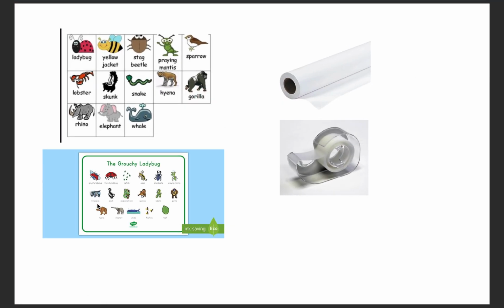So we have here the ladybug, not the grouchy ladybug, but the ladybug the book began with. Second interaction, yellow jacket. Third interaction, stag beetle. Fourth interaction, praying mantis. Fourth, sparrow, lobster, skunk, snake, hyena, gorilla, rhino, elephant, and whale. These all have something in common because they are already in the order of the book, meaning that these are already getting larger as we go.